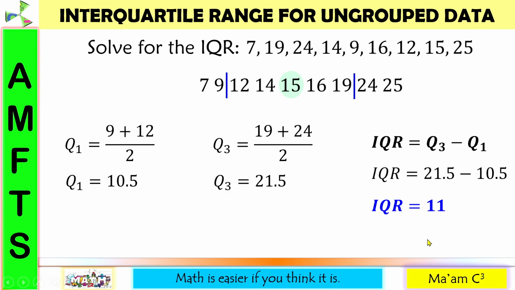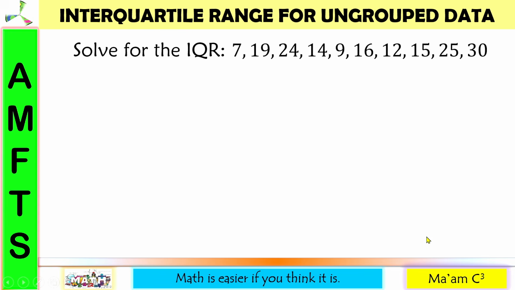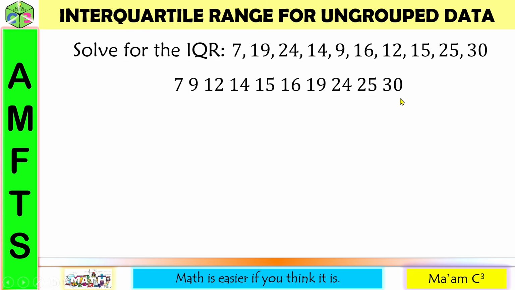Let us have another example. I just added 30 in the list. So step 1 again, we're going to arrange the data from smallest to largest. We have already arranged this a while ago. Let me just add the last value, which is 30. Let us count the number of values. We have 1, 2, 3, 4, 5, 6, 7, 8, 9, 10.